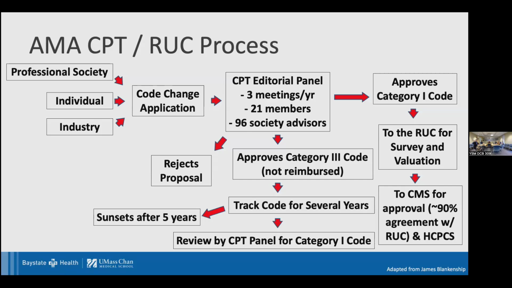Time is by a long shot the most important. The things that take longer get valued higher and get paid more. The RUC ultimately comes up with a number of relative value units. Okay? There's a relative value scale, and the number of relative value units is a recommendation from the RUC. That's then sent to CMS, the Center for Medicare and Medicaid Services, for approval, and about 90% of the time, they accept RUC recommendations, and CMS also assigns the parallel HCPCS codes.